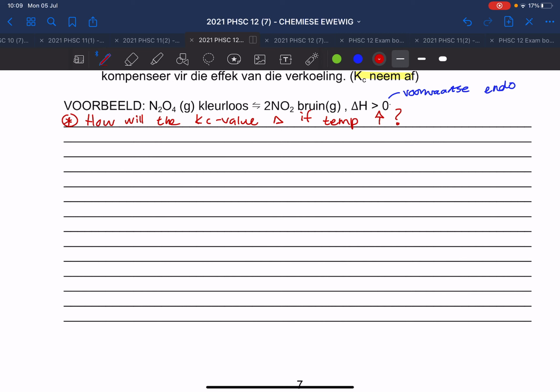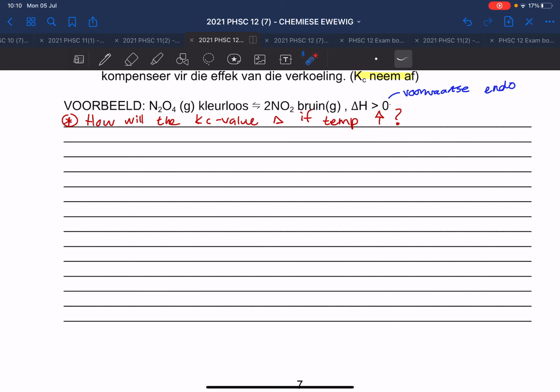Right. So, if the forward reaction is endothermic. If we increase the temperature, it says no, it wants to decrease the temperature. How? By favoring the endothermic. The forward is endothermic, so it will favor the forward reaction. So more products will be made, so the Kc value will increase.